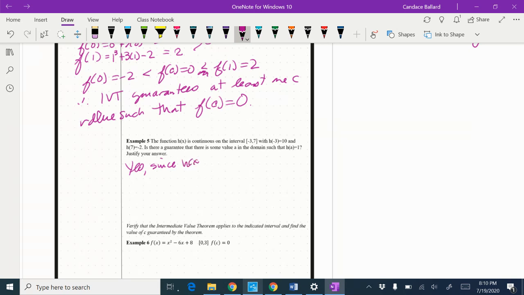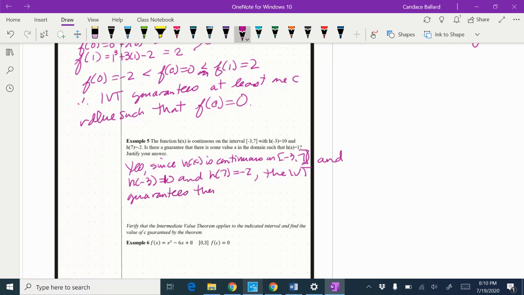So yes, since h of x is continuous on the interval from -3 to 7, and you could go ahead and do the calculation here, or they gave us the calculation, h of -3 equals 10, and h of 7 equals -2, and I'm going to write it slightly differently this time. The IVT, intermediate value theorem, guarantees there is some value such that h, and they give us the letter a, so I'm going to use that, h of a equals 1.